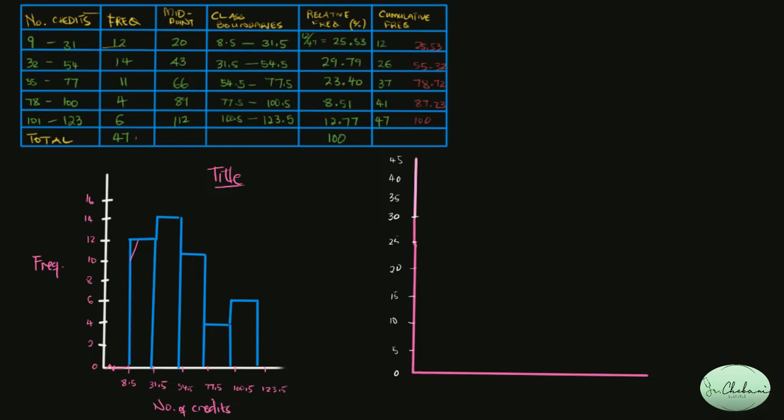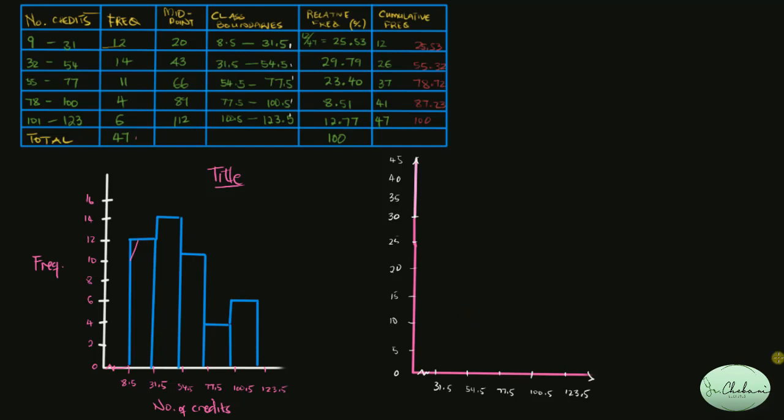Remember with the x-axis, we need the upper class boundaries or upper class limits. So we will use the upper class boundaries here. So we have 31, 54, 77, 100, and 123. So we have 31.5, 54.5, 77.5, 100.5, and 123.5.